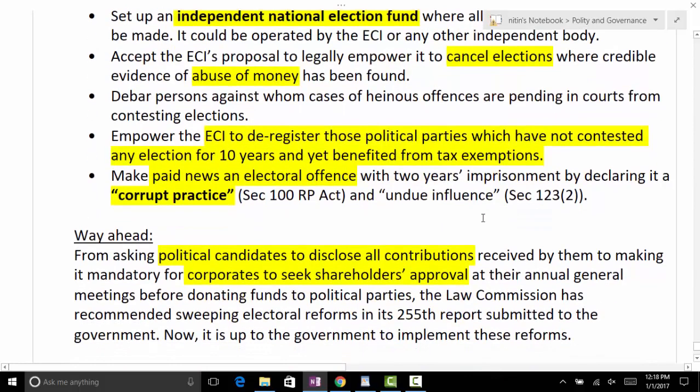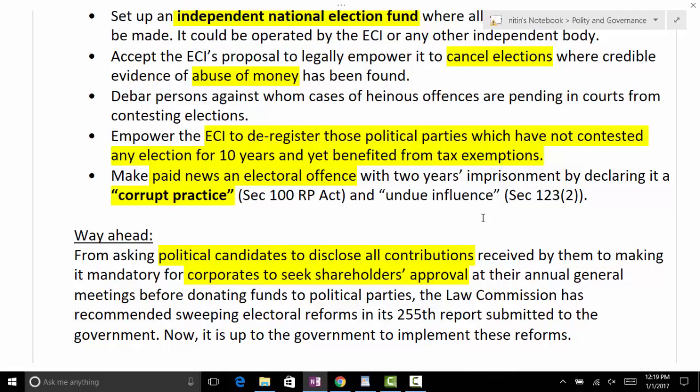Then one proposal is that political parties who have not contested elections for the last 10 years be deregistered. Why? They are just a name on paper, taking the benefit of tax exemptions, because political parties enjoy tax exemptions. Once they are not contesting elections at all, for what purpose are they enjoying these benefits? Even the funding that is diverted via the route of these multiple other parties, which only exist on paper. Yes, on paper.